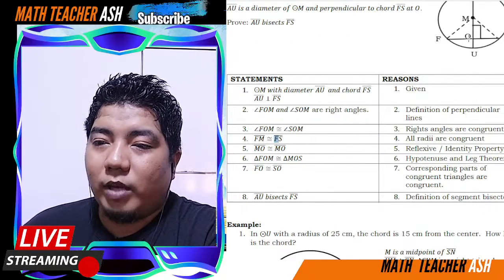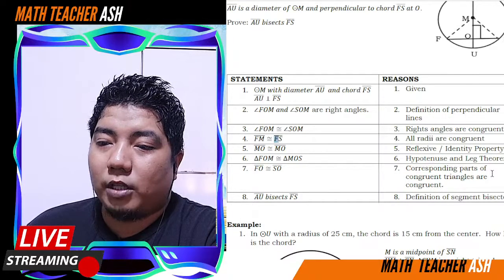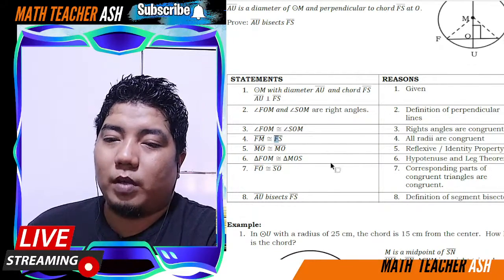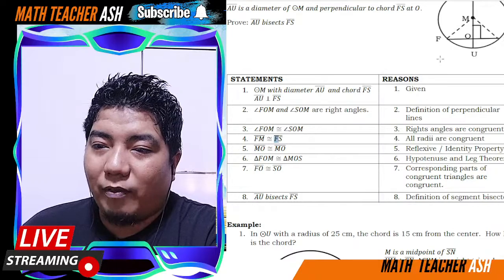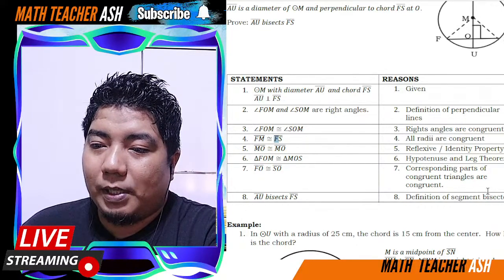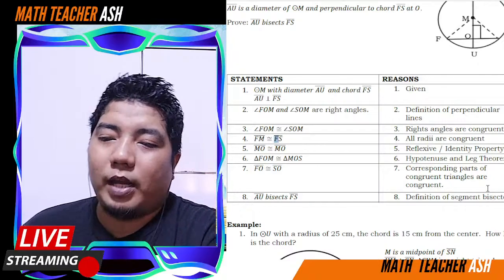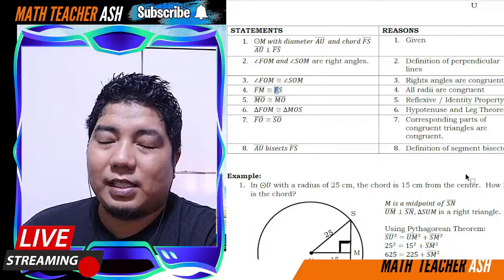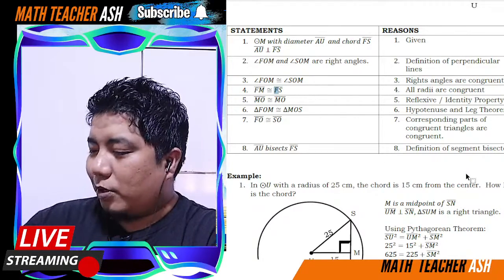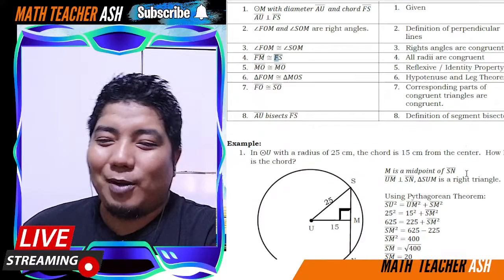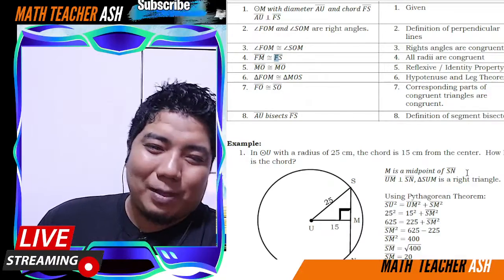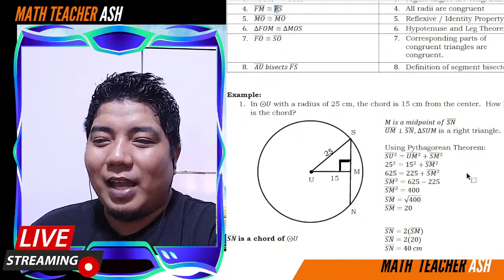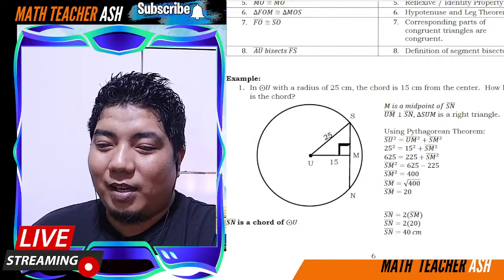And then, we have the triangle that is formed, the hypotenuse and leg theorem. Okay. And we have FO and SO. So we have another CPCTC, the corresponding parts of congruent triangles are congruent. And thus, this is the definition of the segment bisector. Okay. So, ganun lang po kadali, my dear math learners. So, para mas maintindihan nyo ng mabuti, let's consider this given problem.